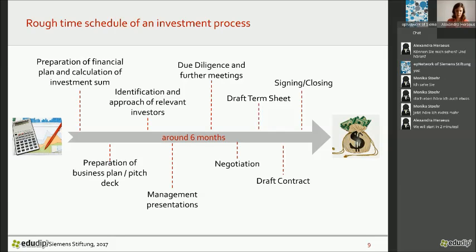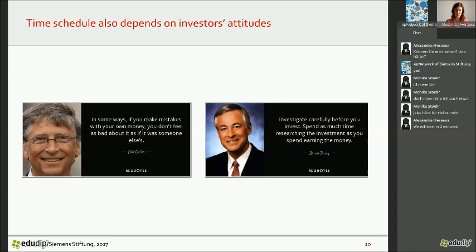So now that we have seen this process, I just want to give 2 examples as a sneak in on the investor side, and how this time schedule can actually depend on the attitude. You can see there are two examples here of quotes, the one by Bill Gates, the other by Brian Tracy.